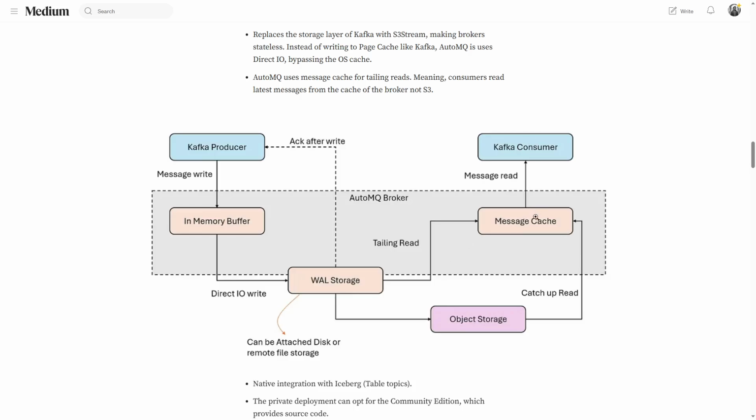Let's say the consumer calls. It will first see whether the data it is looking for is present in the message cache or not. If not, it will do a tailing read of the WAL storage, and it will also do a catch-up read from the object storage if it is not present there, then combine the results and send the response to the Kafka consumer. So this is how it works.